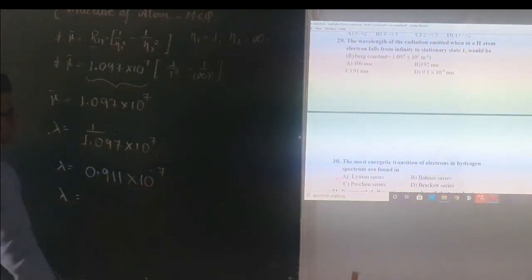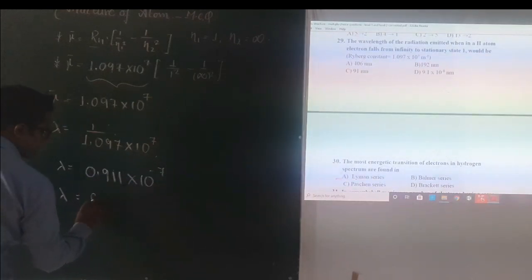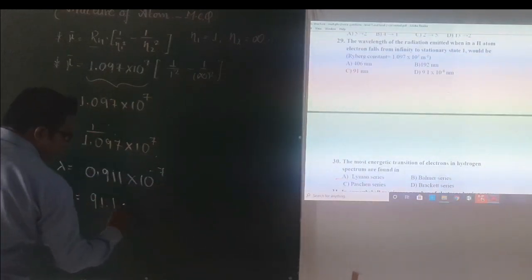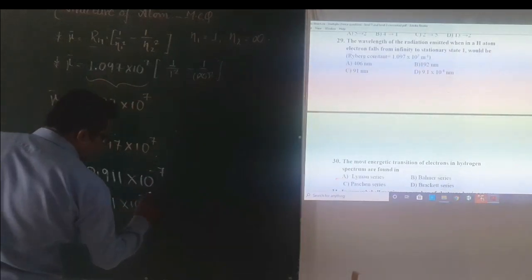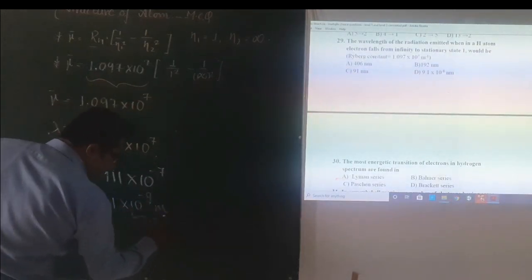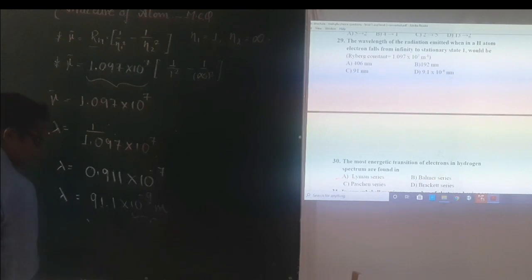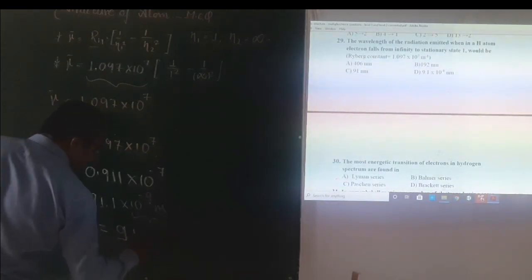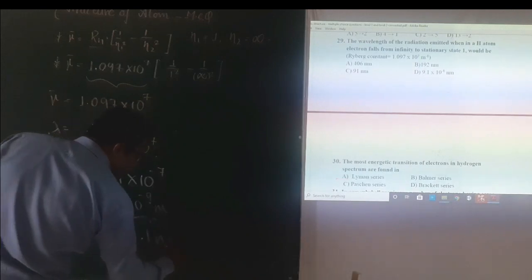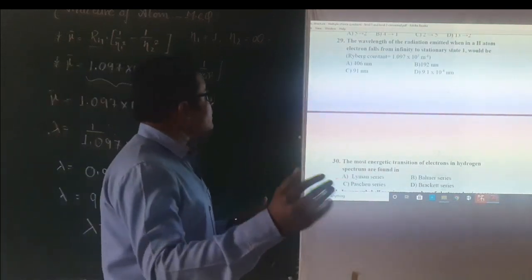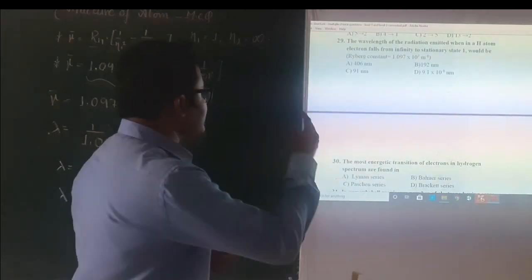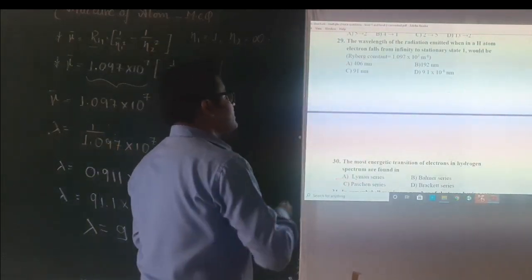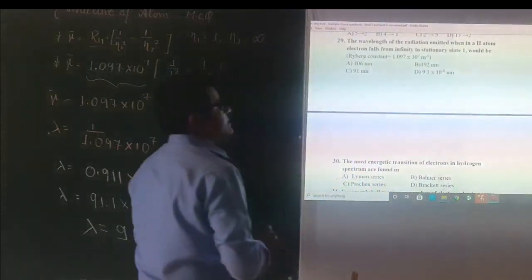So lambda is equal to, we can go with shifting this to 2 digits, 91.1 into 10 raised to minus 9 meters. So this is nothing more than the nanometer. Therefore, lambda is equal to 91.1 nanometer. This should be the answer. So therefore, question number 29, answer is C, 91 nanometers.